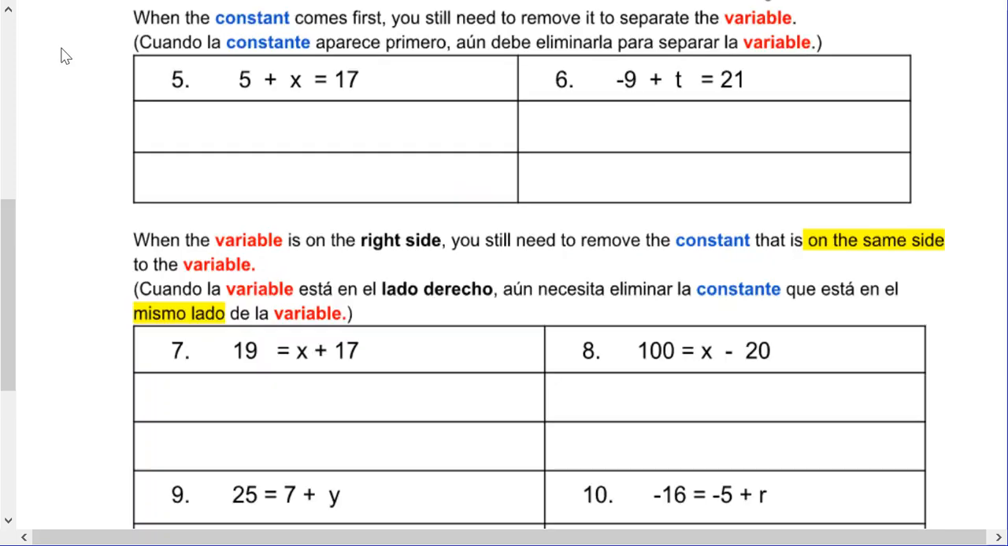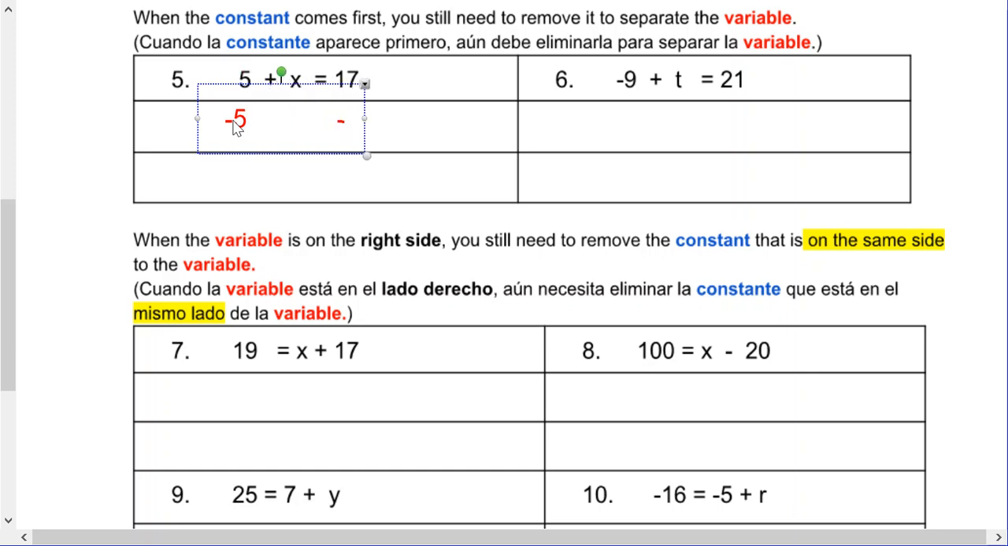When the constant comes first, you still need to remove it to separate the variable. This is still page 5 for one-step equations, questions 5 to 6. So 5 plus x equals 17. You have the number 5 before x, but the rule is the same. You have to get rid of the constant that's on the same side of the variable. So we have to do minus 5 on both sides.